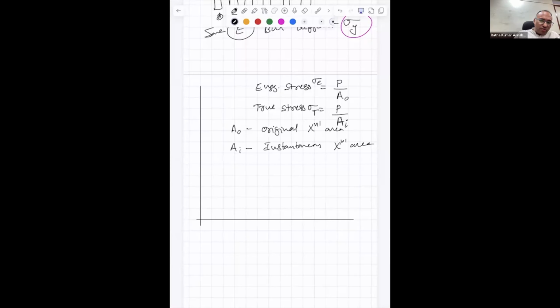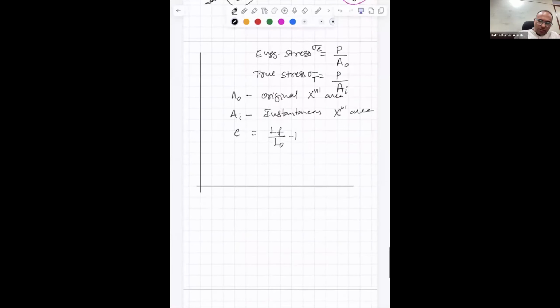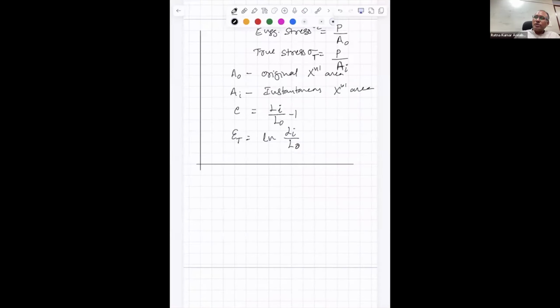Now, we also have defined engineering strain as Lf by L0 minus 1, correct? Final length over original length. And true strain is given by natural log of Li by L0, where Li is the instantaneous length, or it could be the final length. Right?